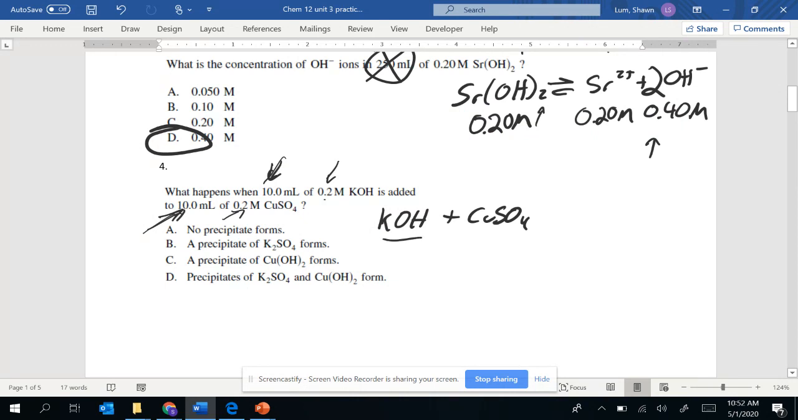So again, we have this and this. We're going to do our double replacement reaction. So it's going to be K2SO4, SO4 is 2 minus, and plus Cu(OH)2.